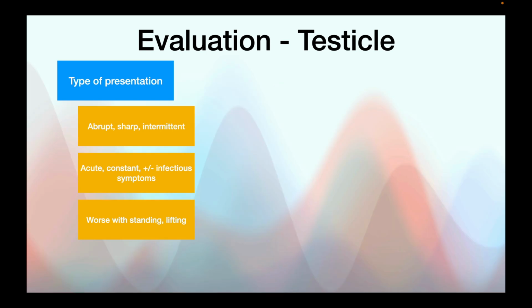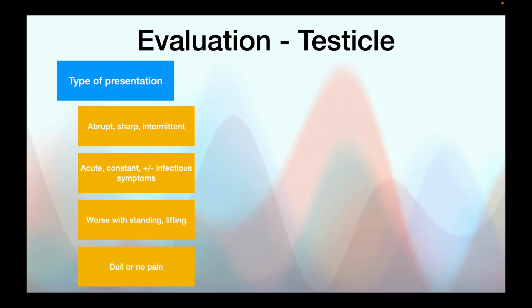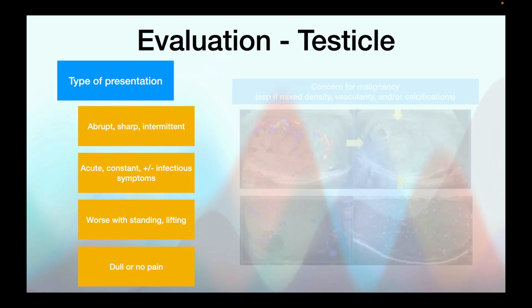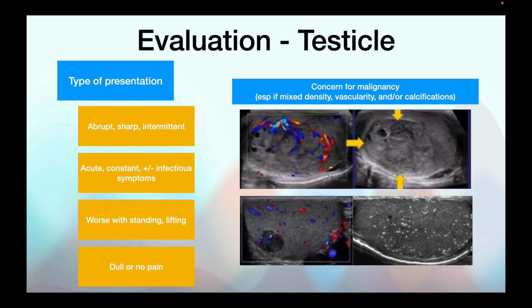Now, the last type of presentation is dull or no pain with testicular mass or swelling. And this is really the most ominous, because that can tell us that potentially there might be a malignancy. You guys had your FOP session where you palpated simulated testicles, and this is what they would look like on ultrasound.